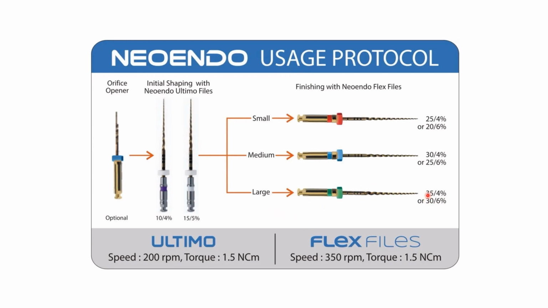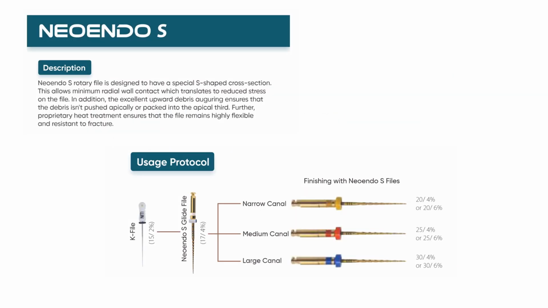This means that your tip diameter of the file is 35 and the taper is 4%. And 36% means the tip diameter is 30 and your taper is 6%. And these files are used at a speed of 200 rpm and a torque of 1.5.